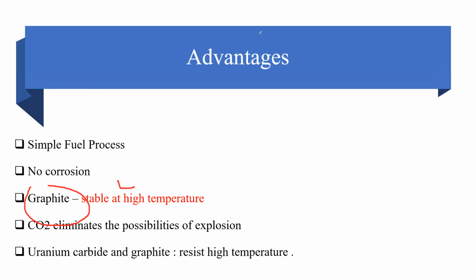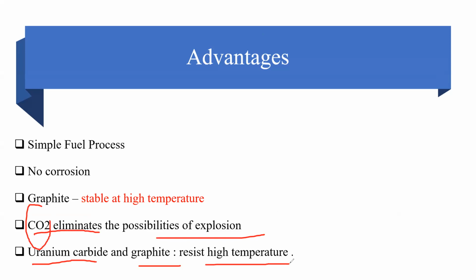Then the next thing is we use CO2 as the coolant. When we use CO2 as the coolant, it eliminates the possibility of explosion, whatever explosion might happen in the pressure vessel or reactor vessel. So this is the advantage. And uranium carbide and graphite resist high temperature, which means they can maintain the temperature in the reactor vessel. So it is a very good point. Construction wise, we use graphite as the moderator and uranium carbide as the fuel. So these are some advantages of the gas cooled reactor.